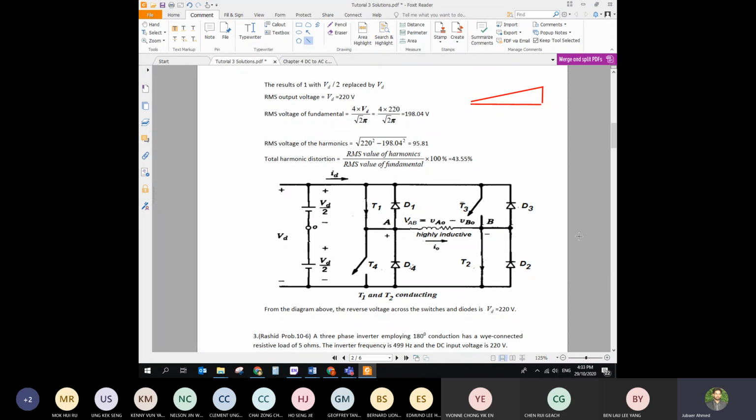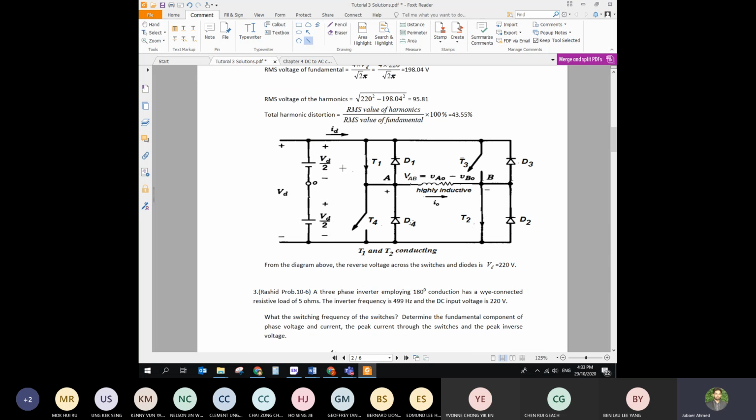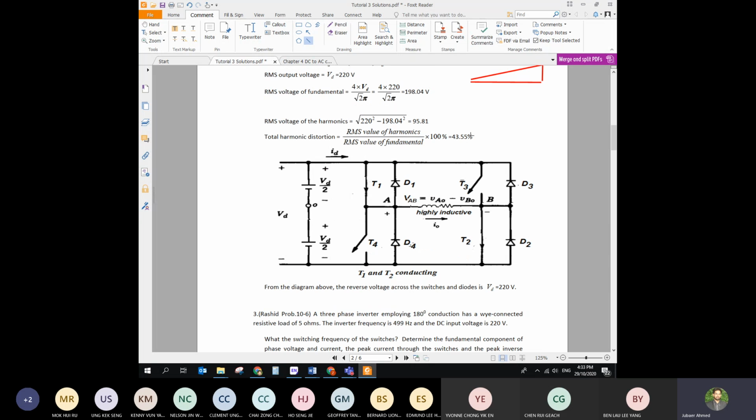So other circuits are needed, but we are not considering them for our calculation so far. We are happy with our distorted signal. But this power quality is quite poor. 43% is the distortion.